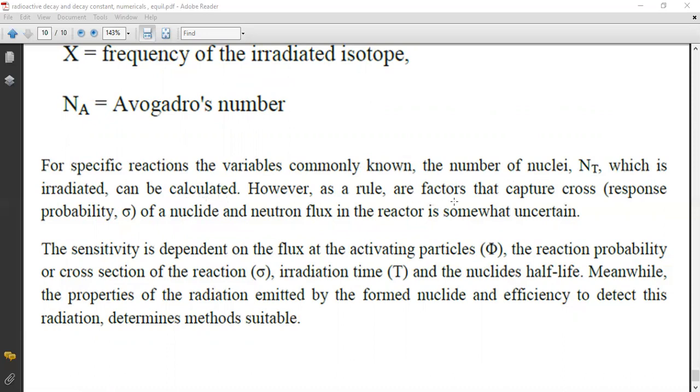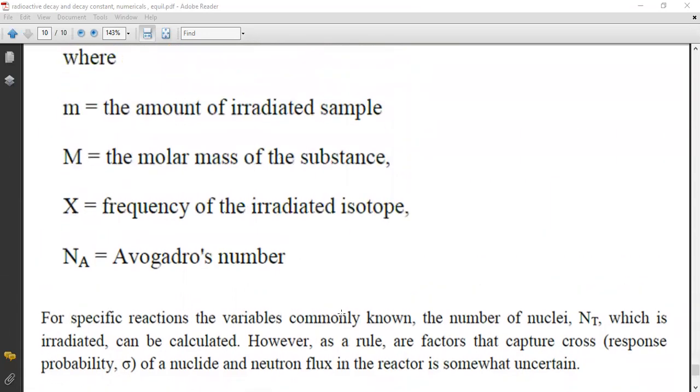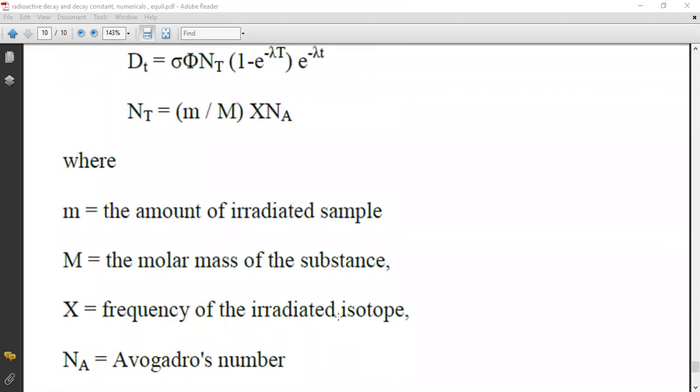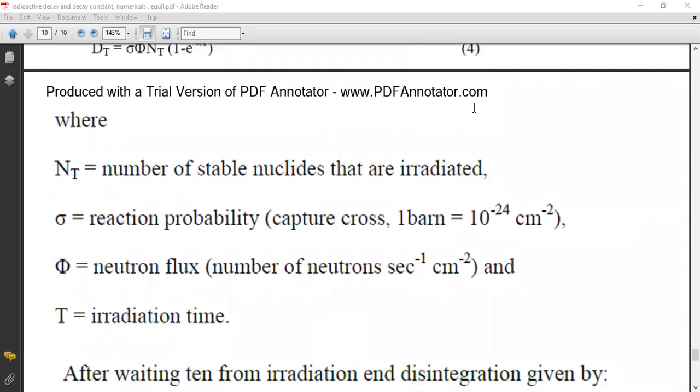However, as a rule, factors like the capture cross section of the nuclei and the neutron flux in the reactor are somewhat uncertain. The sensitivity depends on the flux of the activating particle, the reaction probability or cross section of the reaction, the irradiation time and the nuclide's half-life period. Meanwhile, it also depends on the properties of the radiation emitted by the formed nuclei and the efficiency to detect this radiation. In that way, we can analyze the material, and that process is known as neutron activation analysis.